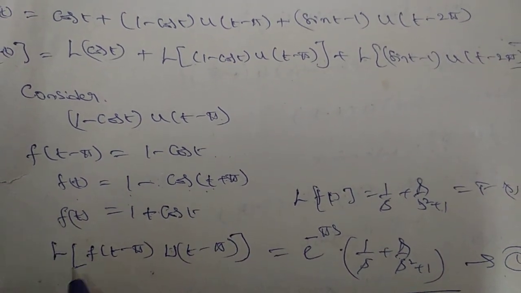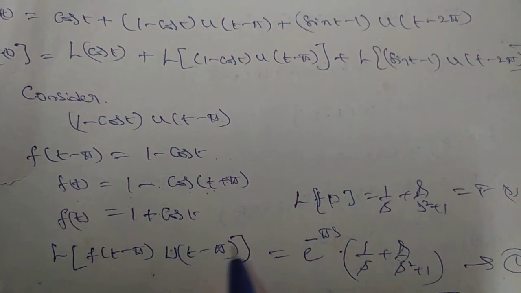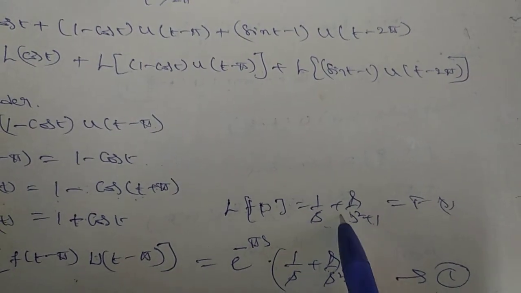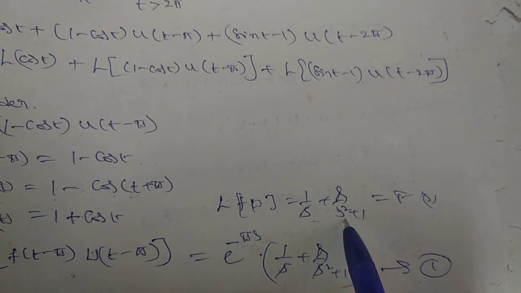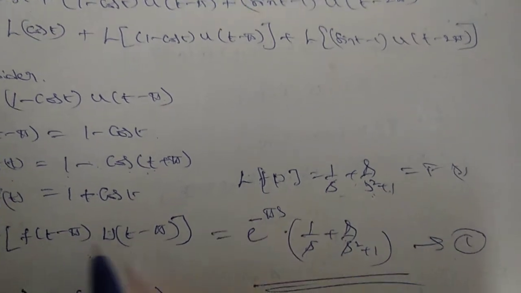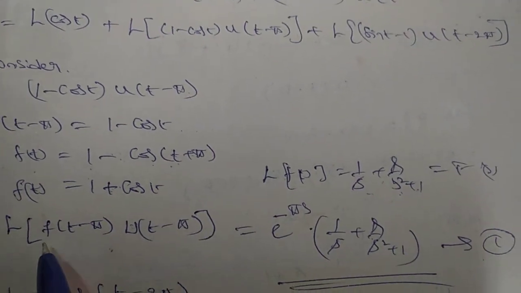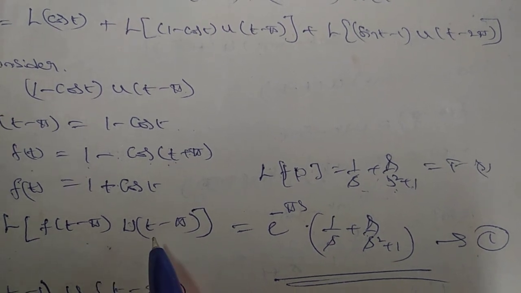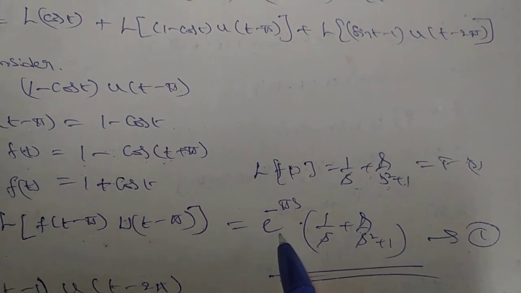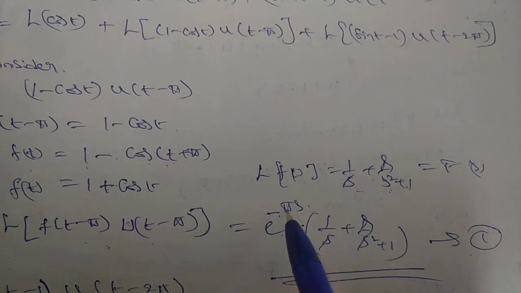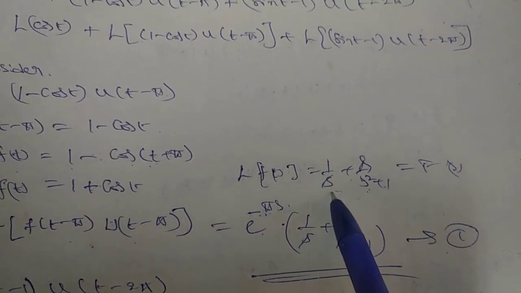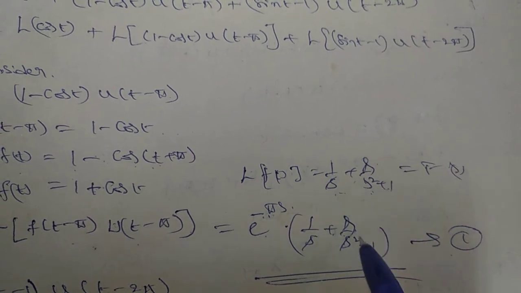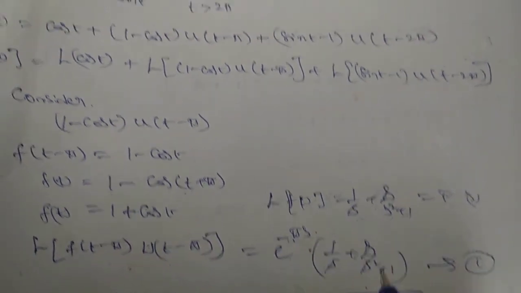So now the Laplace transform of 1 is what? 1 by s, plus the Laplace transform of cos t is s over s² + 1. This is F(s). Now the Laplace transform of f(t − π) into u(t − π) is equal to e^(−as), where a is equal to π, into F(s). What do we get here? F(s) is 1 over s plus s over s² + 1. This is the answer for the first part.